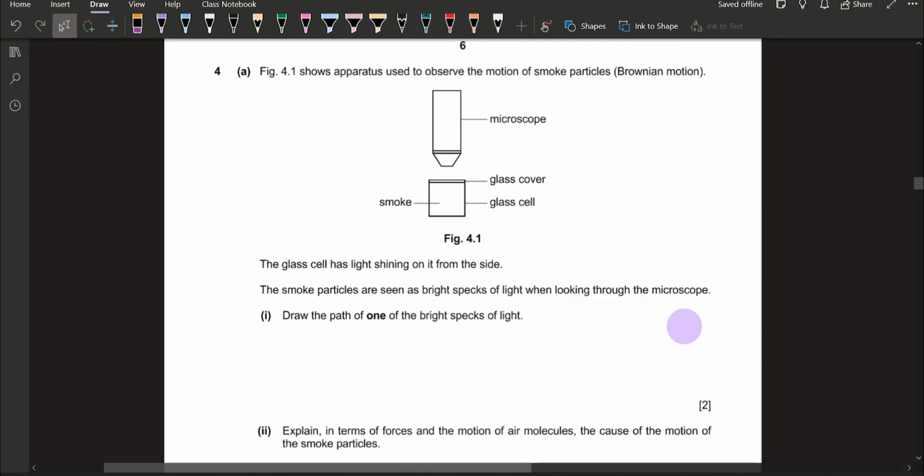So what we have to do here is just draw a smoke particle because they have told us that smoke particles are seen as bright specks. Let's suppose this is considered as a smoke particle and maybe this is considered as an air molecule. So the path of the smoke particle is going to be random wherever the air molecule hits the smoke particle. It might be here, it might be here. It depends on how the air molecule hits the smoke particle, and we'll get 2 marks for this.